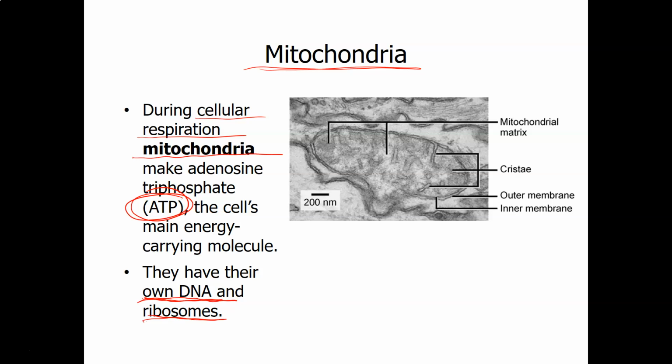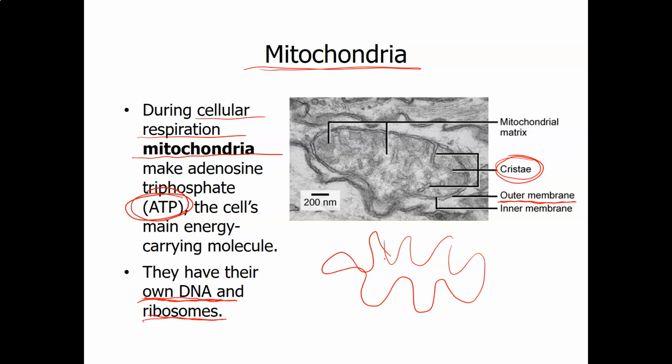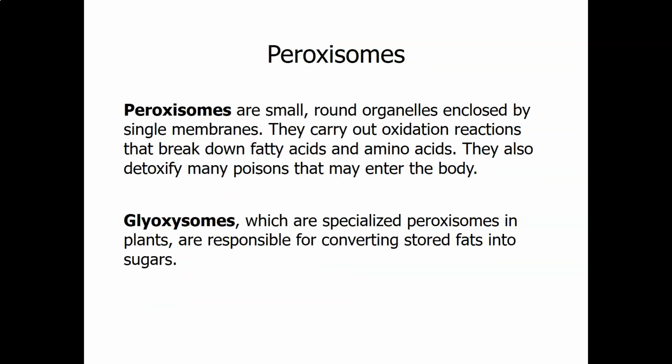Mitochondria have a double membrane. They have an outer membrane, which is just rounded, and then they've got an inner membrane, and that inner membrane is folded and forms these folds called cristae. And the more folds that you have, the more ATP you can make. So the folding increases the surface area in order to give you more ATP.